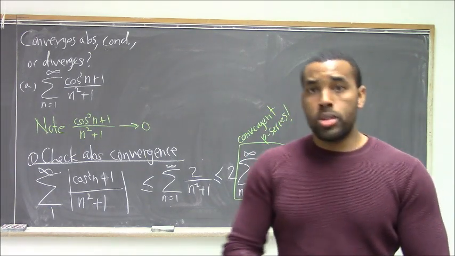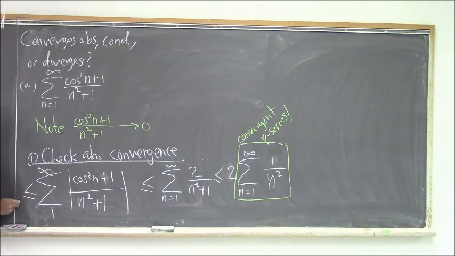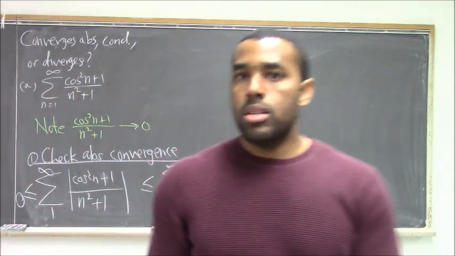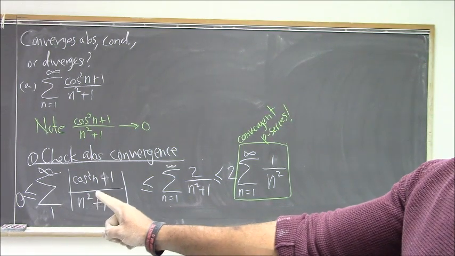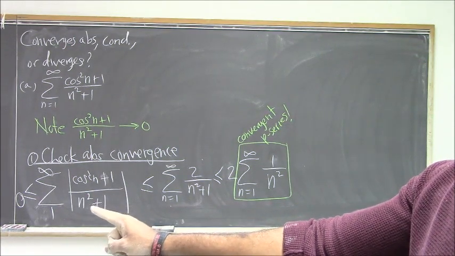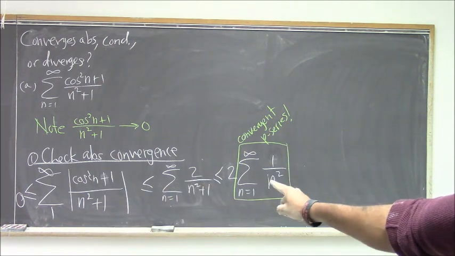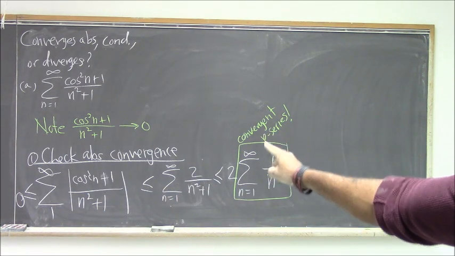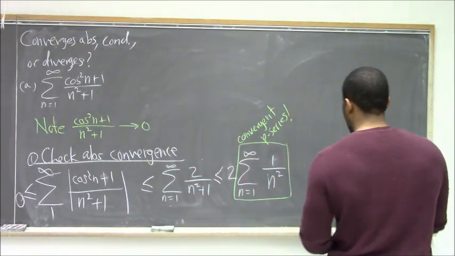It is also worth mentioning that since I put absolute values on this guy, this is greater than or equal to 0. Therefore, I have my original series, it's greater than or equal to 0, and it's less than or equal to this guy that I know converges. That tells me by the direct comparison test that this guy converges.